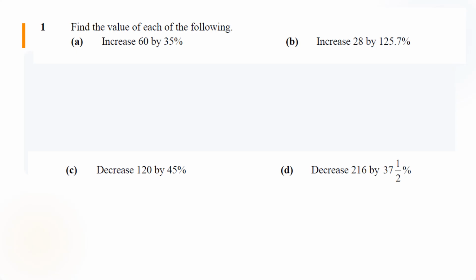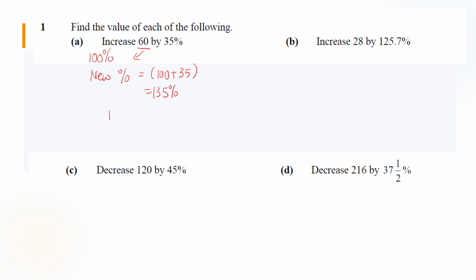Let's look at question 1. Question 1, we are asked to find the value of each of the following. In 1A, we are asked to increase 60 by 35%. There's something you need to remember, and what is it? That the original value, this 60, represents 100%. So if you're going to increase it by 35%, that means the new percentage that we are finding is actually 100 plus 35, which gives you 135%.